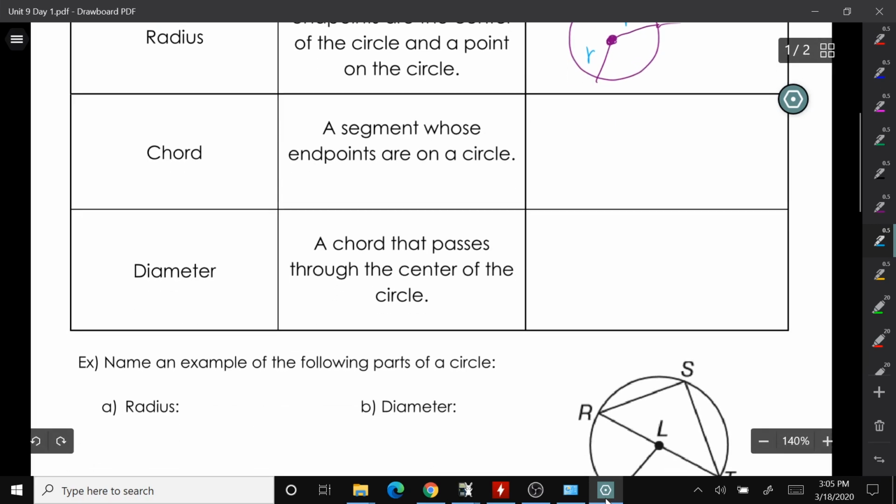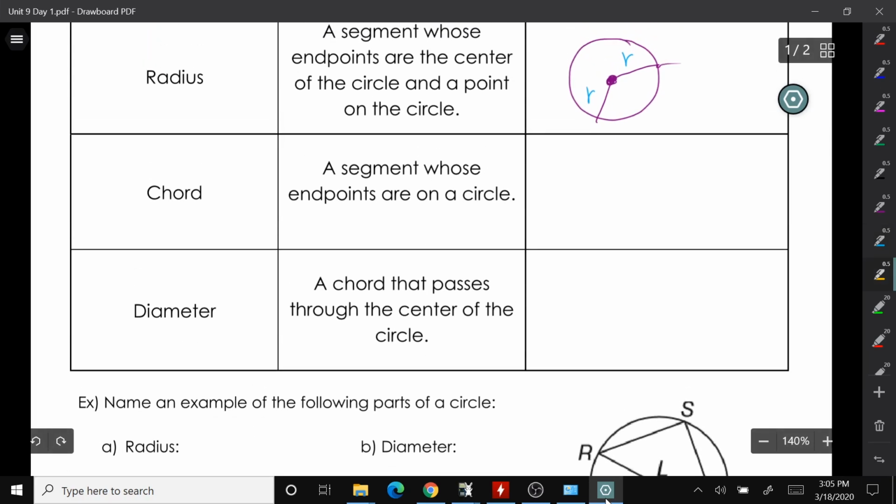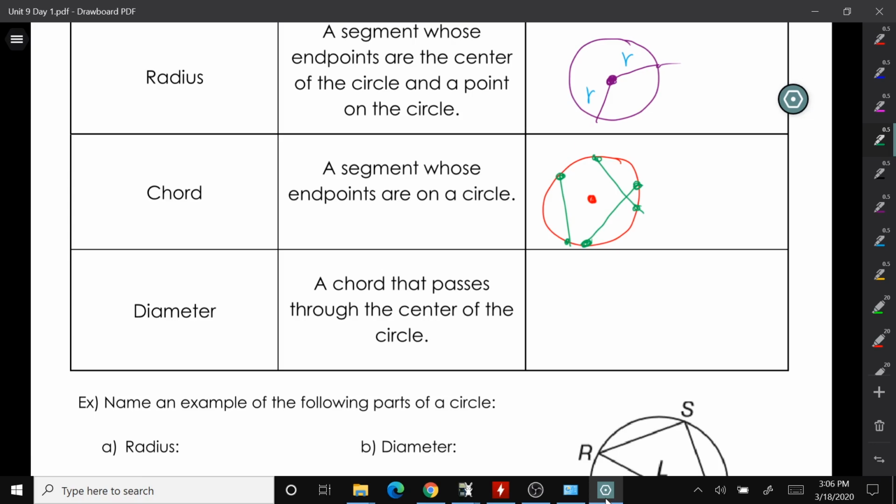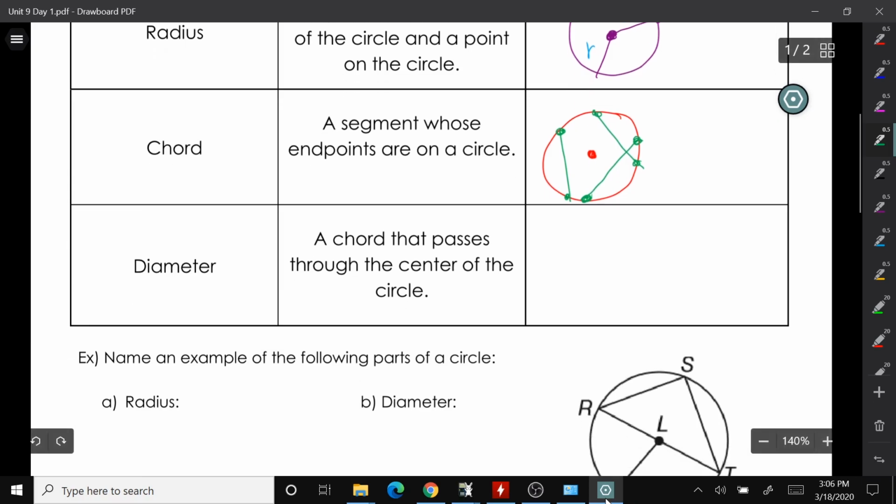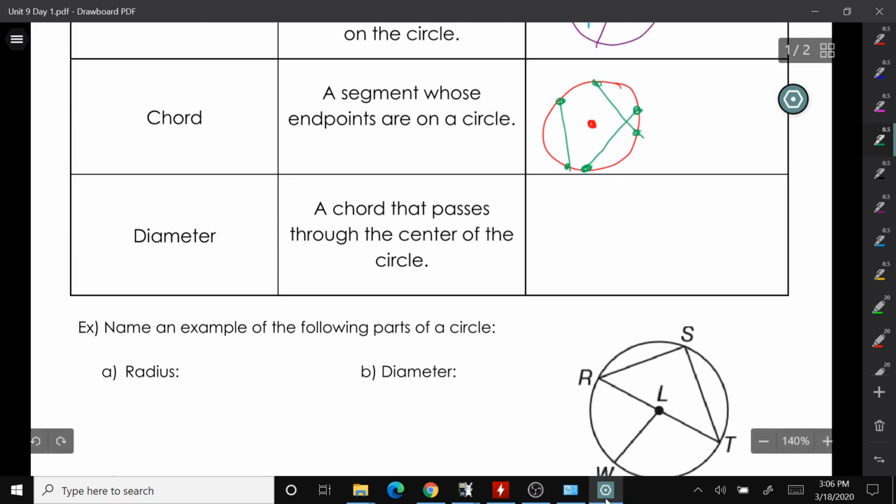And then a chord of a circle is any segment whose endpoints are on the circle. So this is a chord. This is a chord. This would also be a chord. So as long as your two endpoints of your segment are on the edge of the circle, that is a chord.